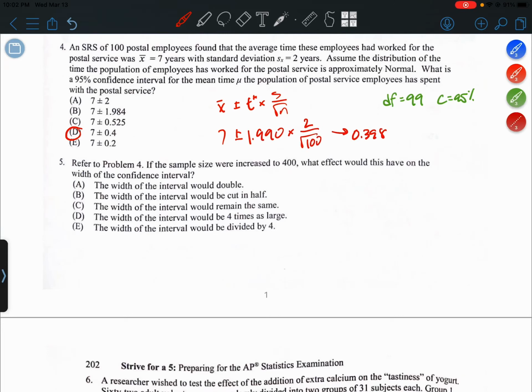All right, question number 5. Refer to problem 4. If the sample size were increased to 400, what effect would this have on the width of the confidence interval? Now, the width of the interval is directly tied to the margin of error, right? The bigger the margin of error, the wider the interval is. So let's calculate the margin of error with this new sample size of 400.